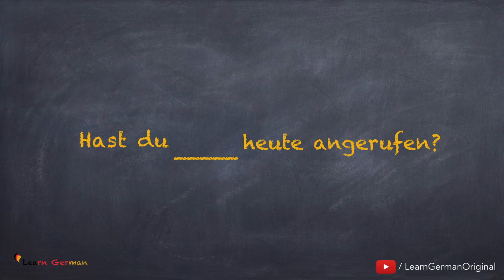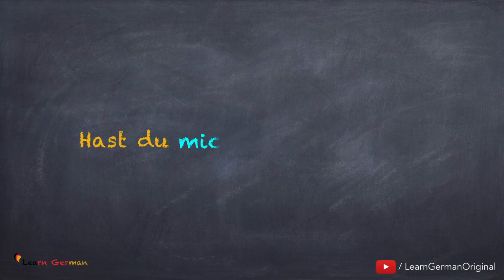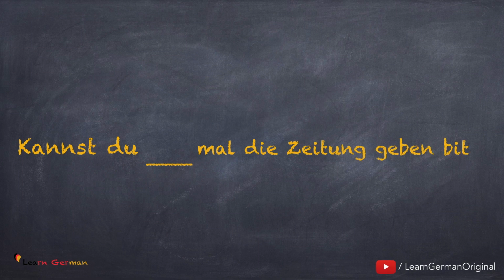In this case, I would first look at the verb. Anrufen. This is not a dative verb. And du is the subject. And here could be only one object, so I would ask, wen hast du heute angerufen? Hast du mich heute angerufen? If you got that correct, well done. Now try to do the next one yourself.